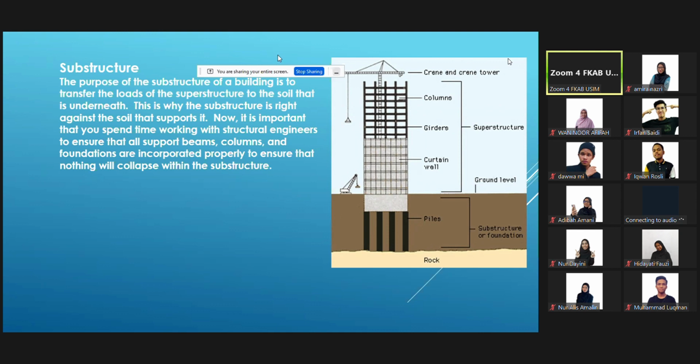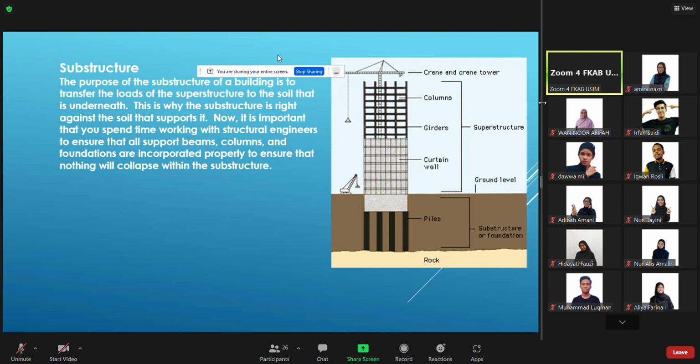You can see the diagram there, whatever is within the brown color zone is called substructure, which includes foundation. And foundation includes the footing, piling, whatever foundation. Foundation will stop where they reach the bedrock, then we stop. That's one type of foundation. The purpose of the substructure of a building is to transfer the load of the superstructure to the soil underneath, or the load, beban, from the superstructure is transferred through the piles to the bedrock. This is why the substructure is right against the soil that supports it.